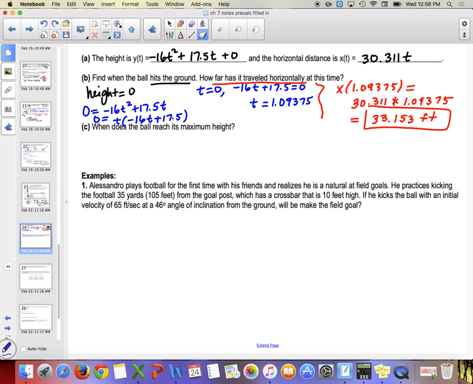So when does it reach its maximum height? If it's reaching its maximum height, that means we're going to find the maximum of the height equation. Do you guys remember how to do that? Yep, a formula from first semester and from Algebra 2: x equals negative b over 2a. But it's not x equals in this case. I guess it's t equals, right?